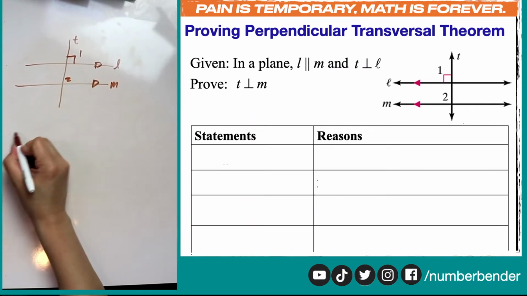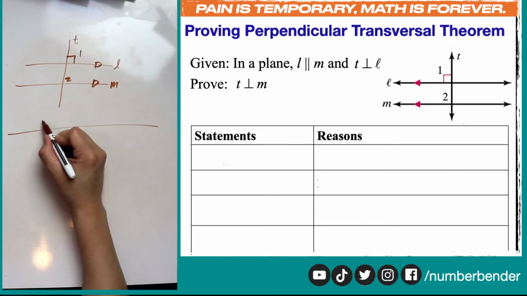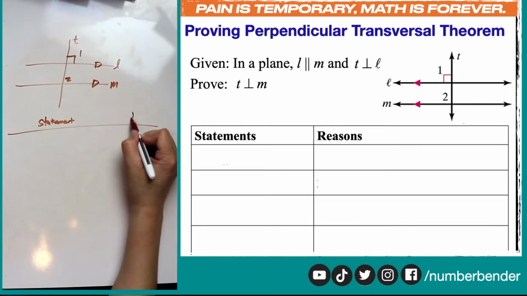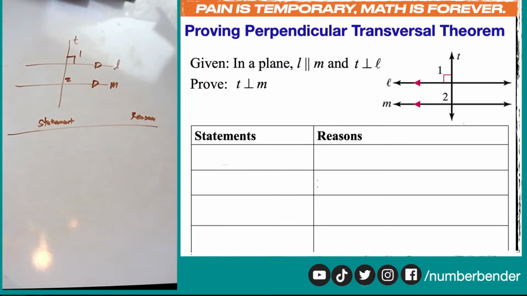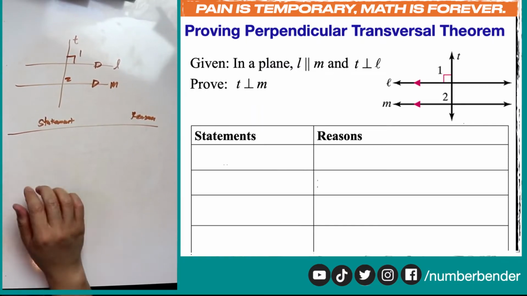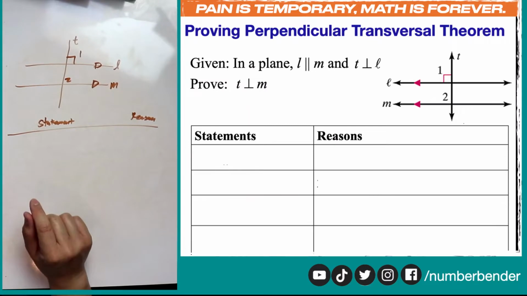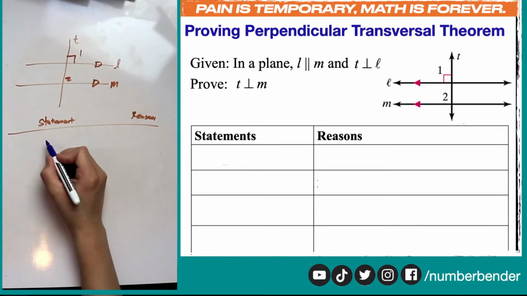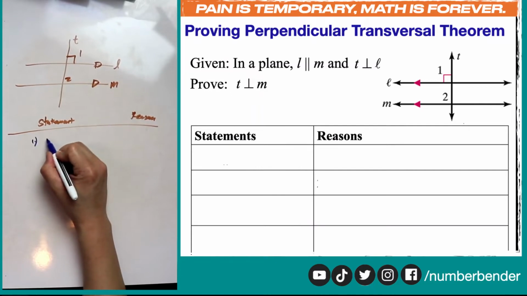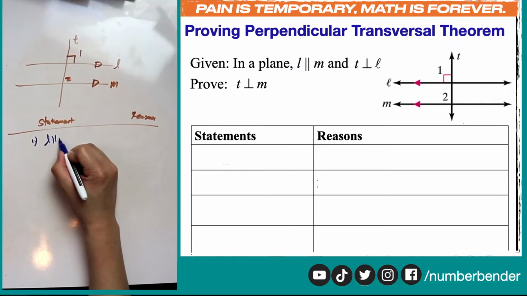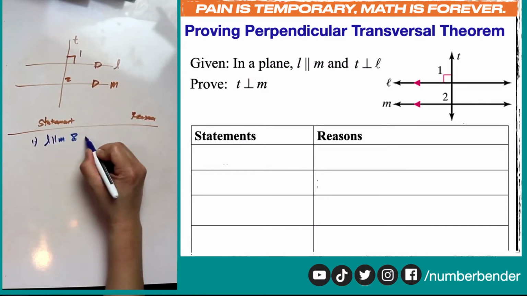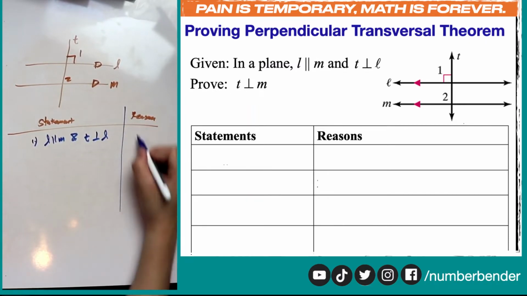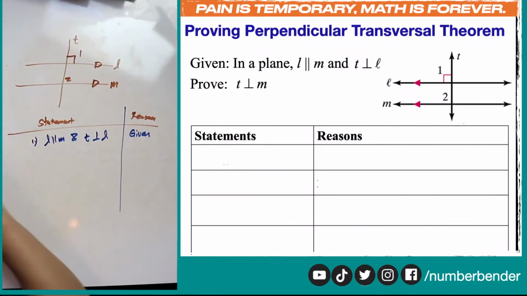So since we have given statements, let's write our statement and our reason for each of the statements to prove that T is parallel to M. So the first statement is, of course, the given statement, and we know for statement 1 that L is parallel to M and T is perpendicular to L. And we know that because it's given.